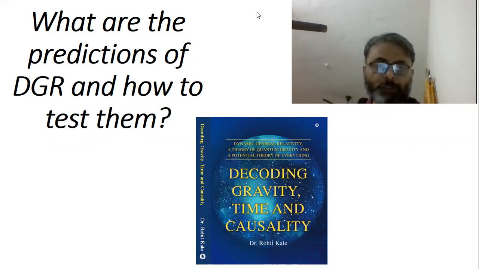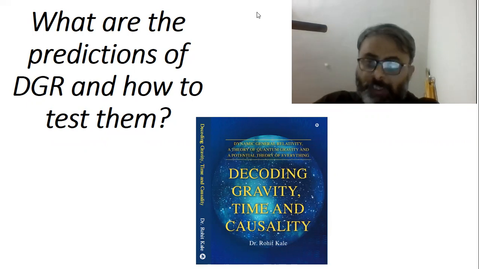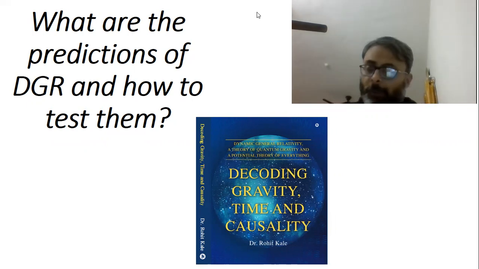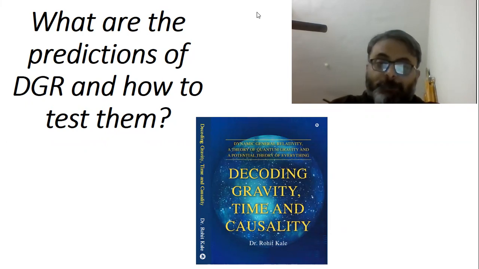So what we are going to discuss today in this video is what the predictions of DGR are and how to test them. An ideal theory of everything, or for that matter any scientific theory, should have some predictions and we should be able to test them.